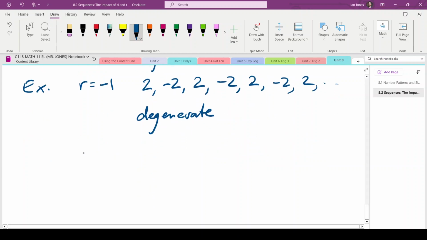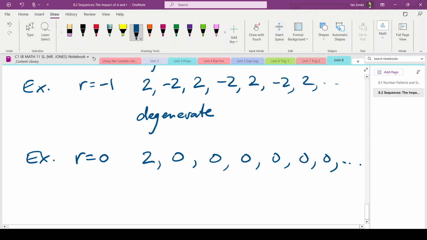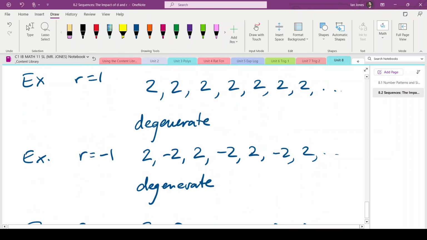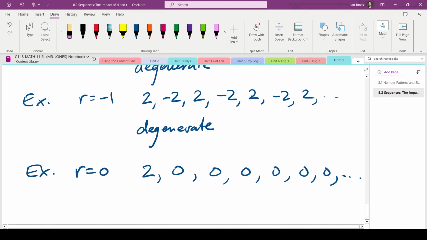What about r equals 0? Well, that one also is a degenerate case. If r equals 0, we're going from 2 to 0, because you multiply by 0, and then we get zeros all the rest of the way. That's not very interesting either. So when r equals 1, -1, or 0, we don't really have anything special going on.